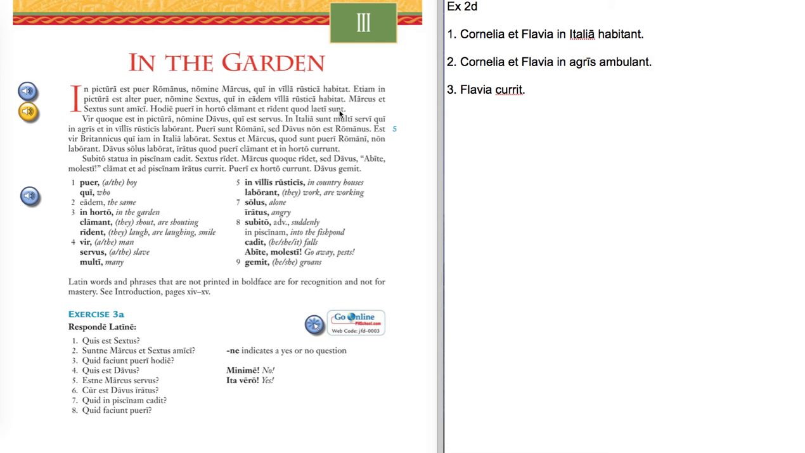So I think that some of these words will look familiar, but if you're paying attention, you're going to notice that they have different endings. Let's see an example here. Marcus et Sextus sunt amici. In the last chapter, you had Flavia et Cornelia sunt amicae. That was spelled amicae, but now we have this ending here, this long I, and this is pronounced amici.